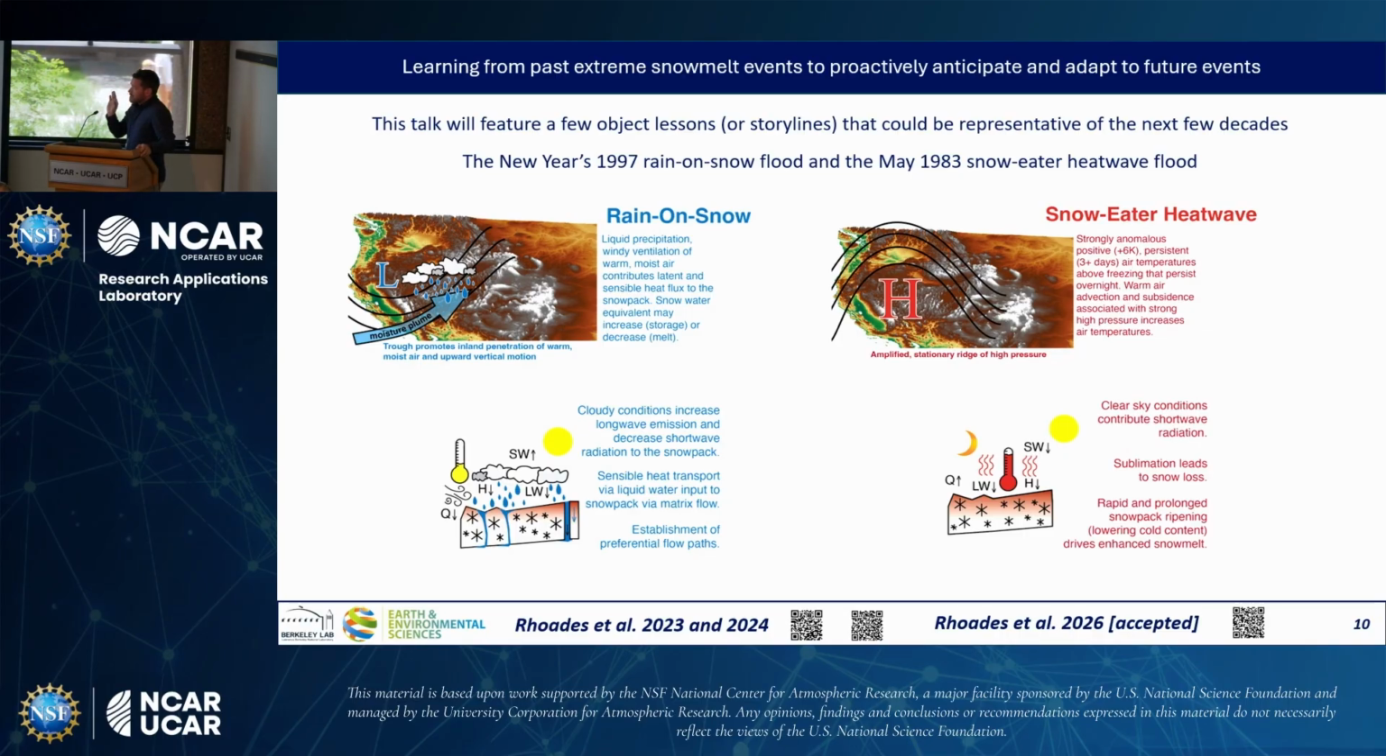So we're going to talk about two specific events, though, to contextualize all this. So the 1997 New Year's flood event, which is sort of the design storm for a lot of people in California and the Department of Water Resources. They consider that to be sort of their 200-year event.